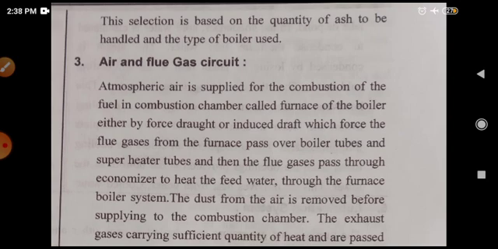Okay, why is the air preheated? Because it is at atmospheric temperature, and if we directly supply it to the furnace, then it will absorb some amount of heat for self heating purpose. Therefore, we have to heat that air before taking it to the furnace, but not with the fuel. It is done with the help of the flue gases. Okay, this is the air cycle.